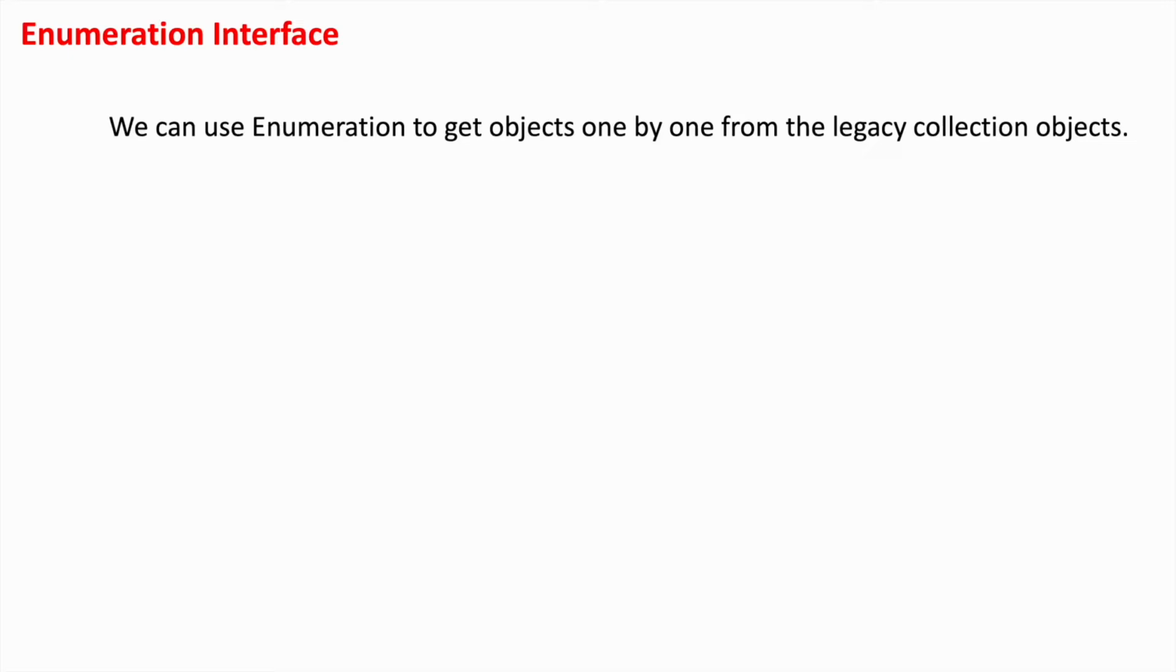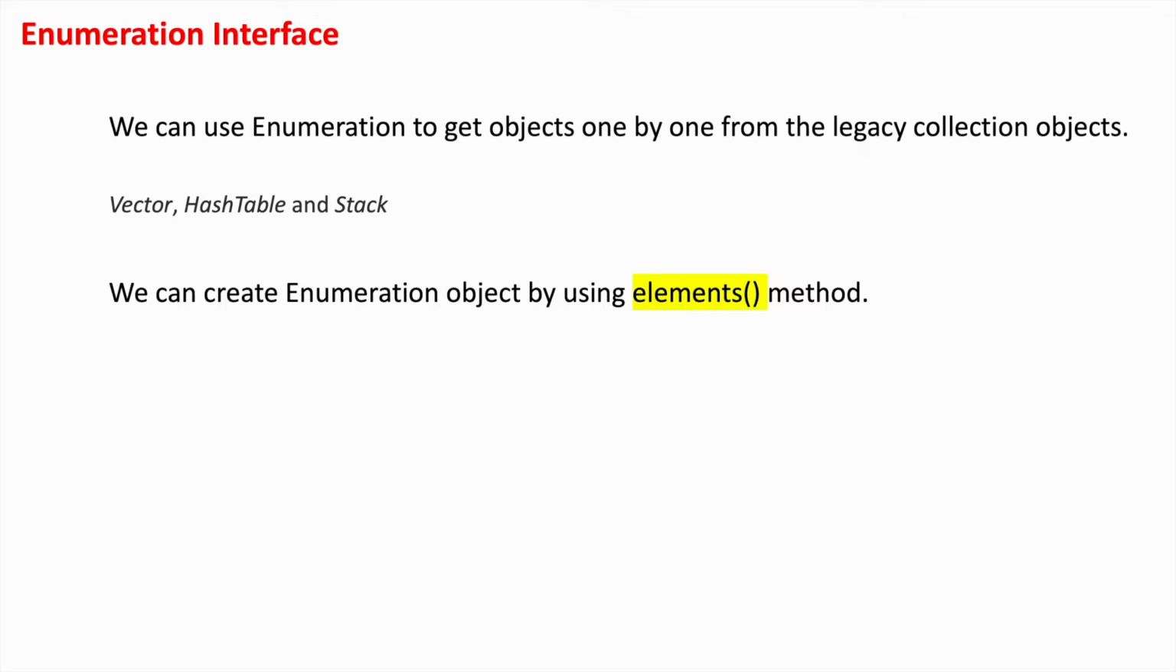Those legacy collection objects are nothing but Vector, Hashtable, and Stack. These three are the classes which were introduced in the 1.0 version. So we call Vector, Hashtable, and Stack legacy collection objects, or legacy collection classes. We can create an enumeration object by using the elements method.